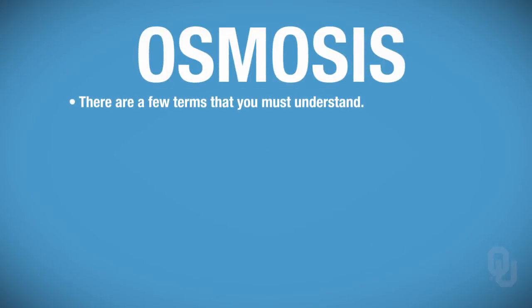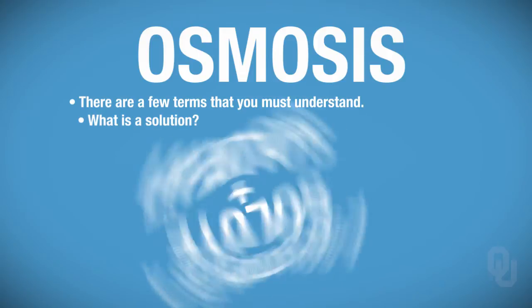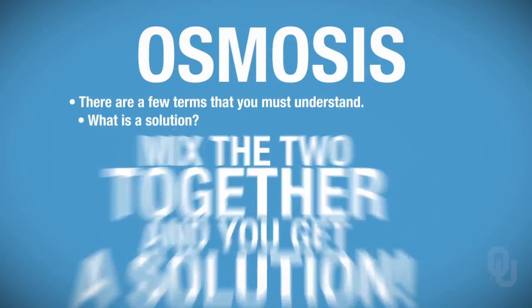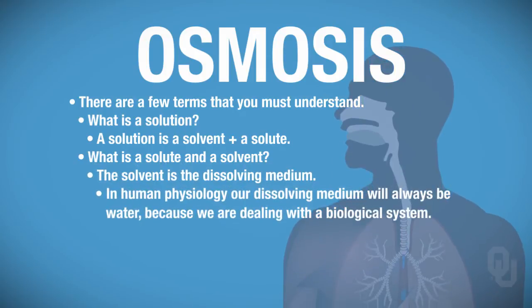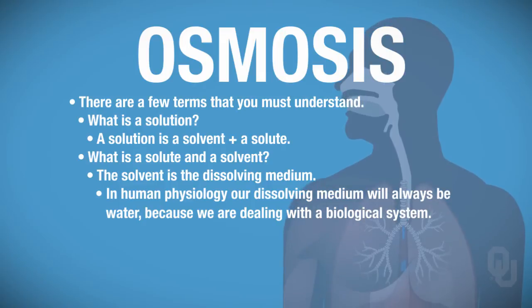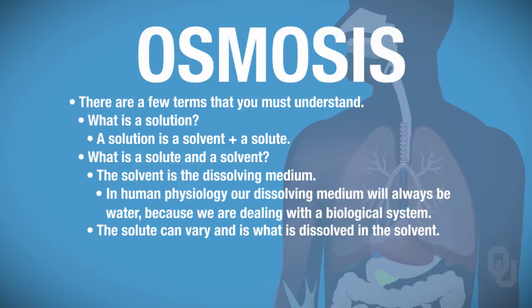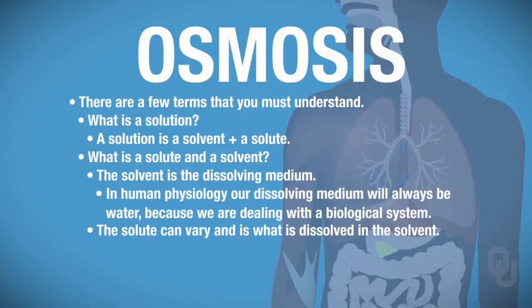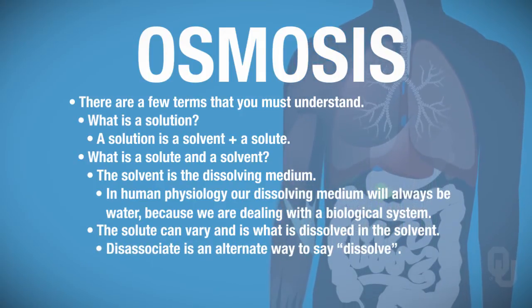When you think about osmosis, there are some terms that are important for you to understand. What is a solution? A solution is a solute plus a solvent. If you mix the two together, you form a solution. But now you need to understand what a solute is versus a solvent. The solvent is the dissolving medium. In human physiology, our dissolving medium will always be water because we're dealing with a biological system. The solute, however, can vary. The solute is what is dissolved in the solvent or dissociates in the solvent.